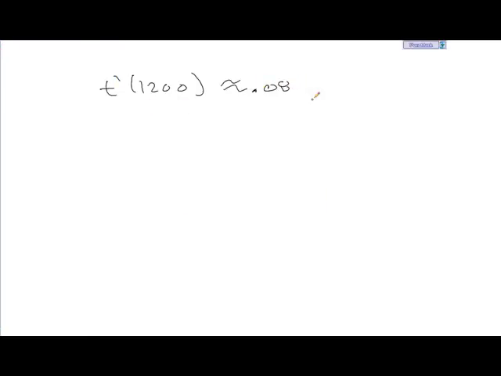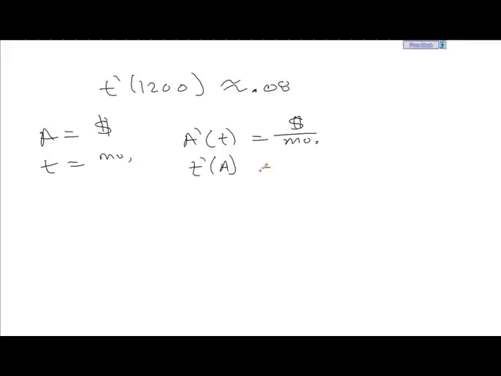So now the question is, what does this represent? What is this measuring? Well, with A and T, where A is in dollars and T is in months, A prime of T would give us dollars per month. Well, T prime of A, which is the inverse, where the inputs and outputs are switched, would give us months per dollar.